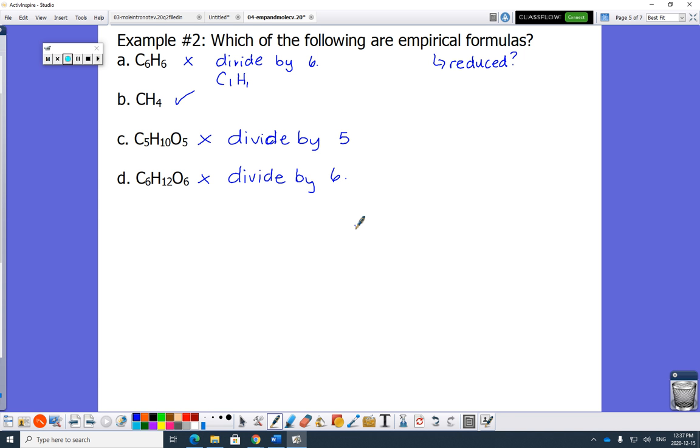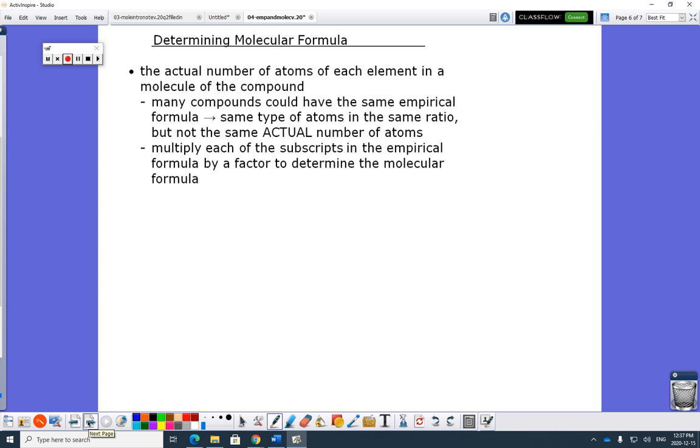Okay, so how do you figure out actually how many atoms there are without doing an experiment? Then you're going to do molecular formula. So the actual number of atoms of each element in a molecule. Again, usually reserved for covalent compounds. There are compounds that can have the same empirical formula. However, they don't have the same actual number of atoms in a real way, especially biological ones. So if we're trying to switch to quantitative, how can we quantitatively deal with that?